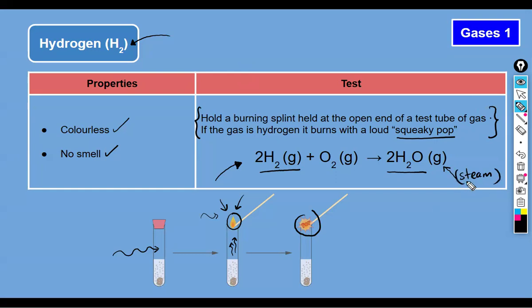Steam. And because steam is hot, it kind of expands now. I don't know if you all know this, but hot things do what? Expand. And the steam that is formed expands, and it's the expansion that creates the squeaky pop. So instead of calling it steam, some people call it vapor.